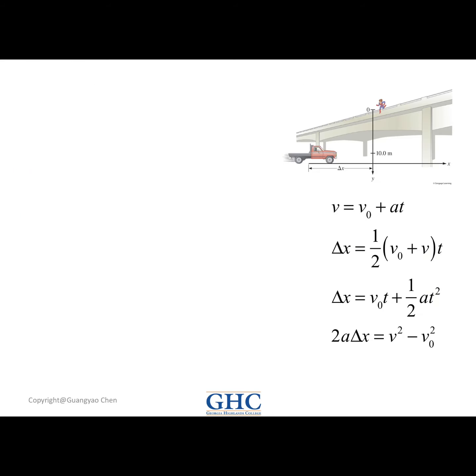Okay, let's solve it. So basically we require the time for Superwoman to do a free fall for 10 meters. This time should be equal to the time for the truck to travel this distance. So t Superwoman has to equal t truck. Now because this distance is 10 meters, we can solve for the time for Superwoman to drop, and we'll simply use this one.